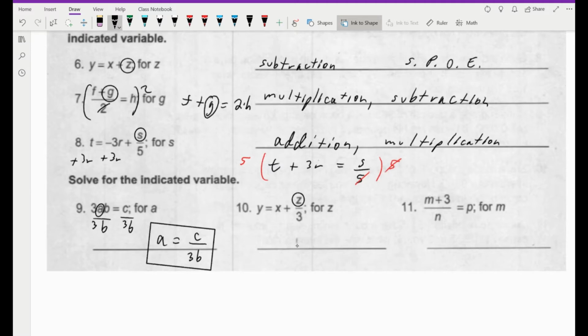Again, we have to decide, should we multiply both sides by 3 first? Or should we subtract x from both sides first? I would prefer subtracting x first. So we have y minus x equals z over 3. Now we have to get rid of the 3 in the denominator, so we'll multiply both sides by 3. And we get 3 times y minus, don't forget to distribute the 3 to both terms, 3 times x equals z.